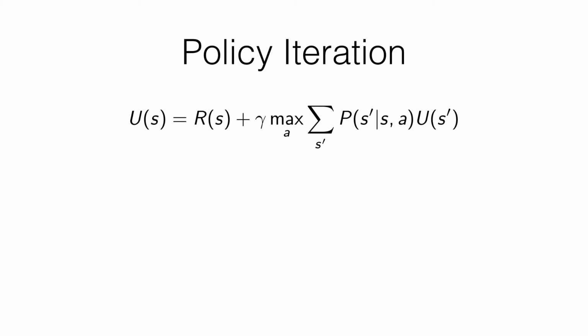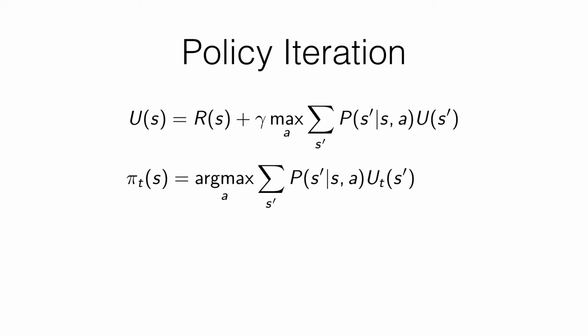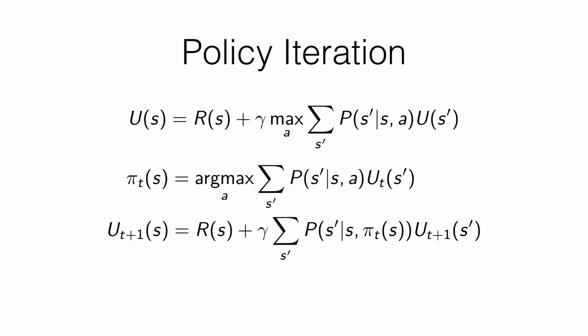Another way you can think about this is that the policy is going to be computed as the argmax, the maximum scoring action, given the transition probabilities and the current utilities. That means we can then write the Bellman equation in a different way using this definition of pi, the policy. We can say that the Bellman equation is basically this.